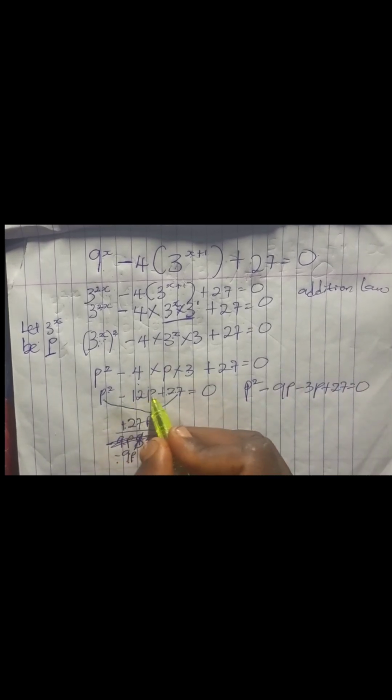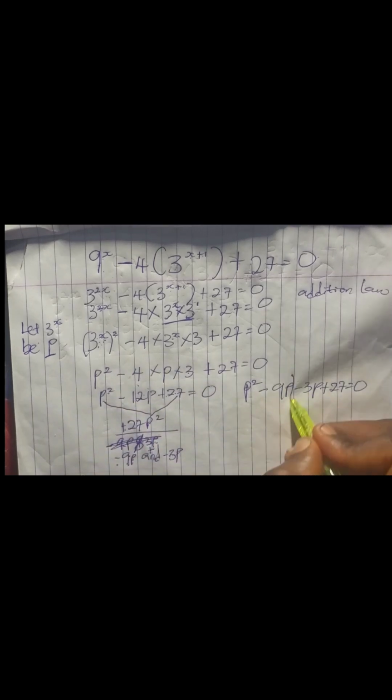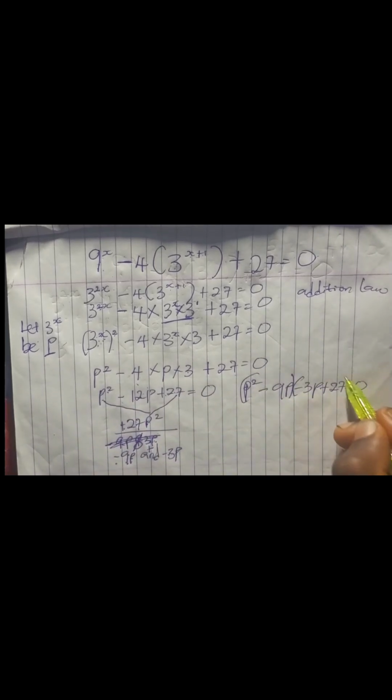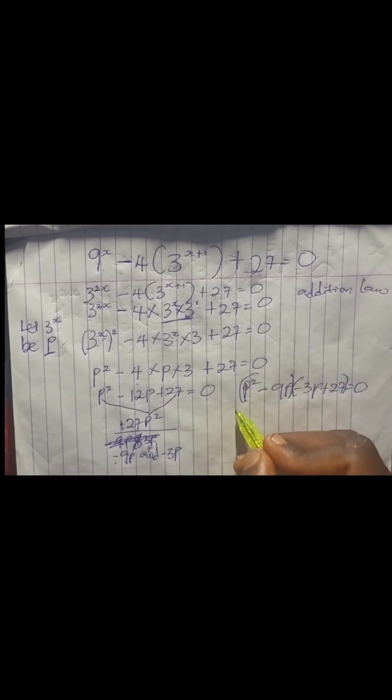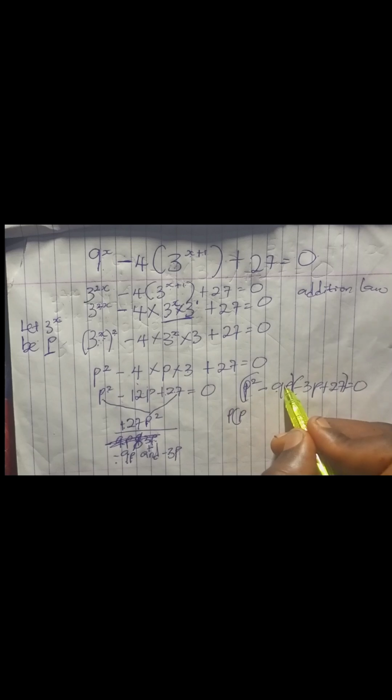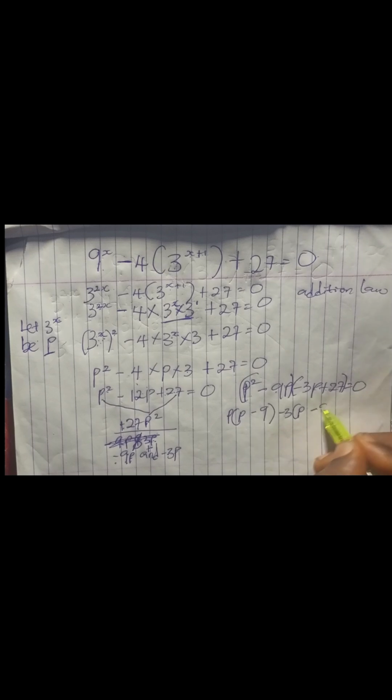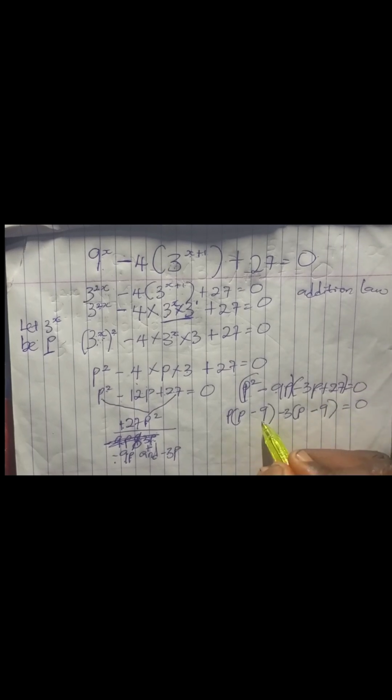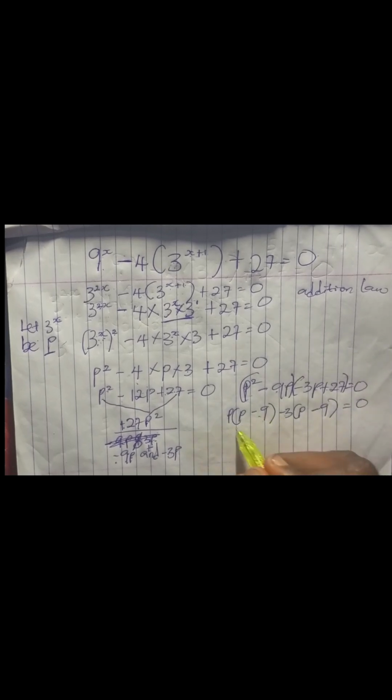So at this juncture, we factorize. So p squared minus 9p into bracket minus 3p plus 27. The common factor between p squared and minus 9p is p. P squared divided by p will give us p. Minus 9p divided by p is minus 9. What's the common factor here? It should be minus 3. Minus 3p divided by minus 3 is p. Plus 27 divided by minus 3 is minus 9, equal to 0.